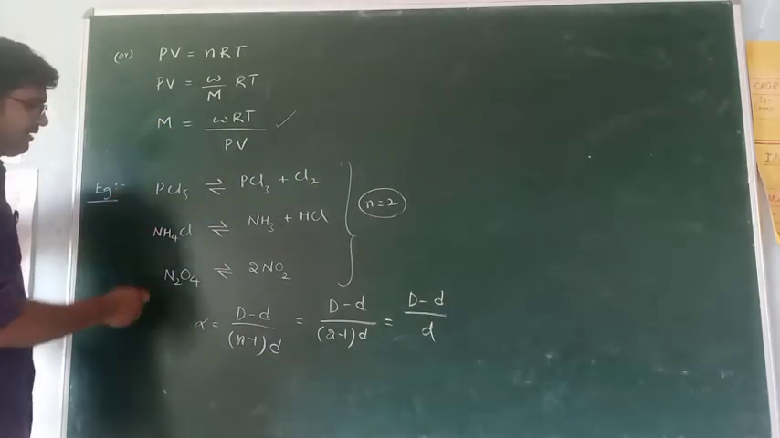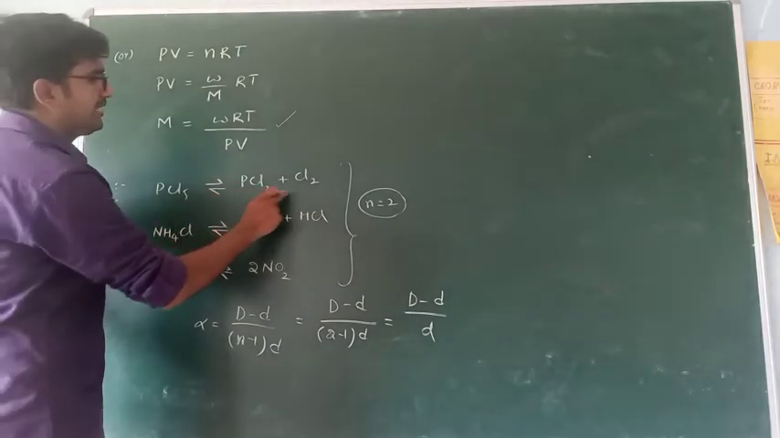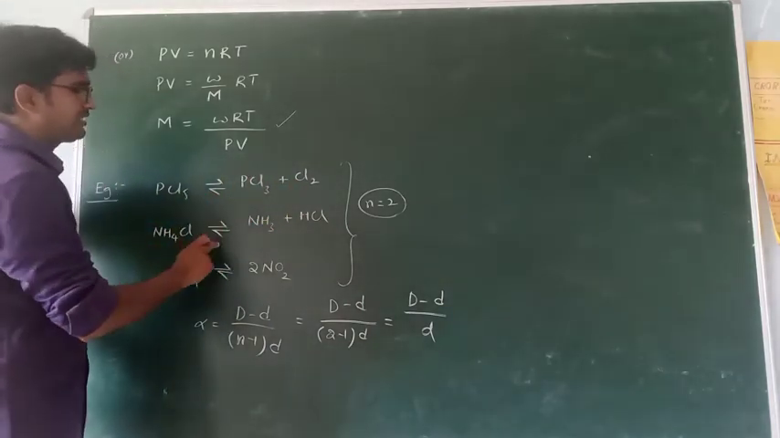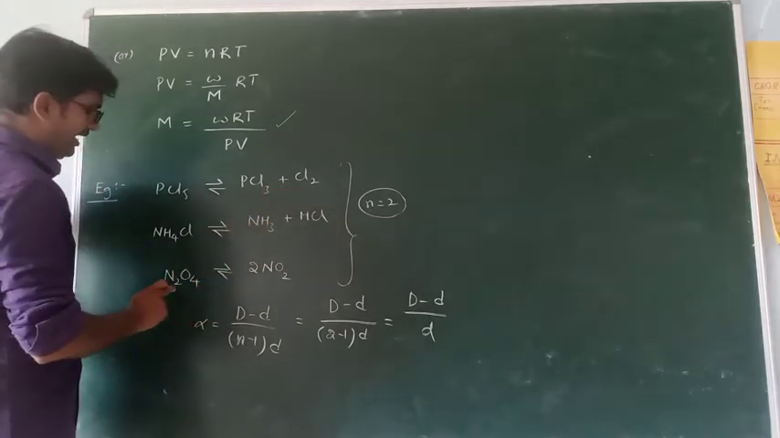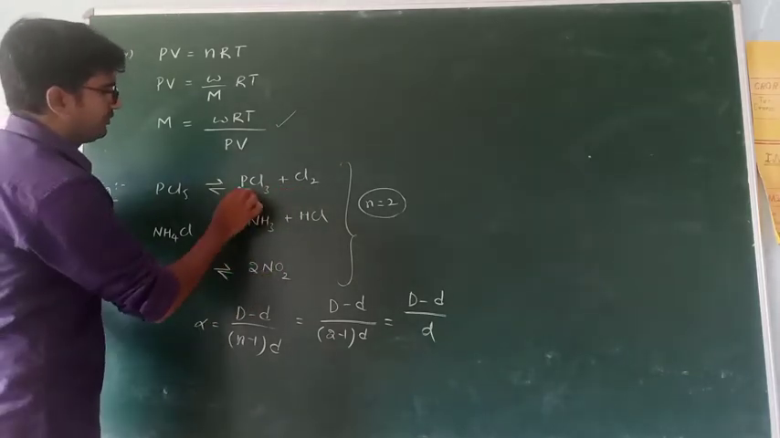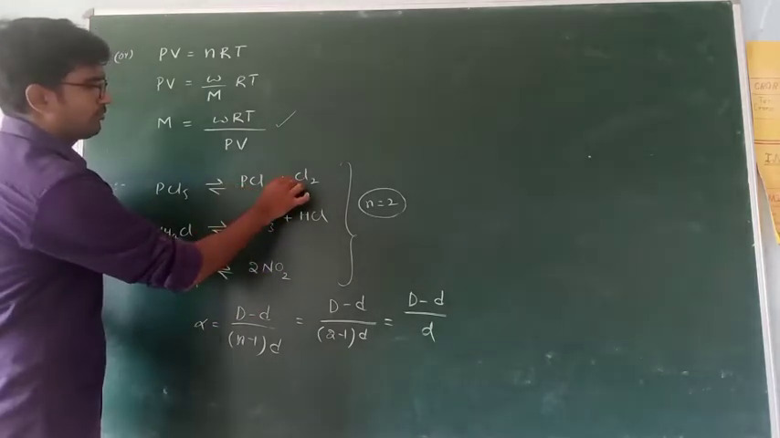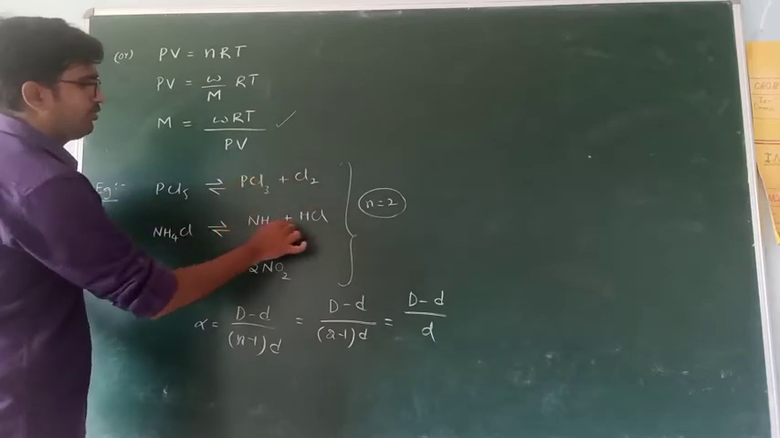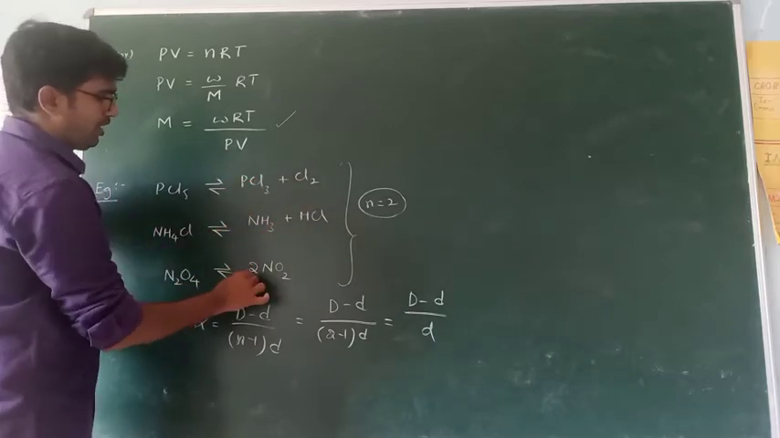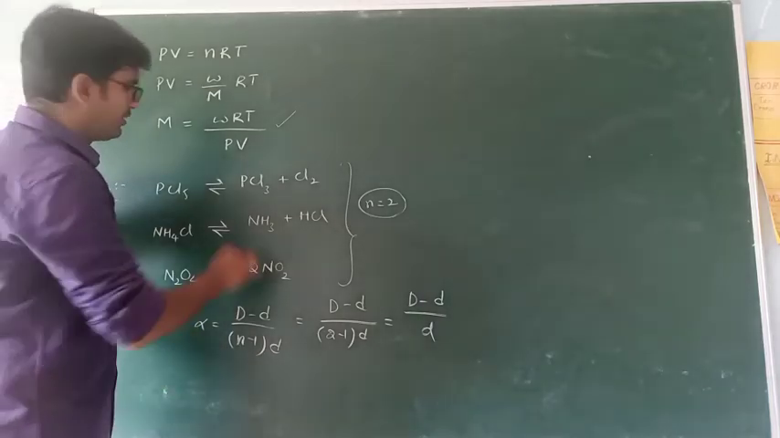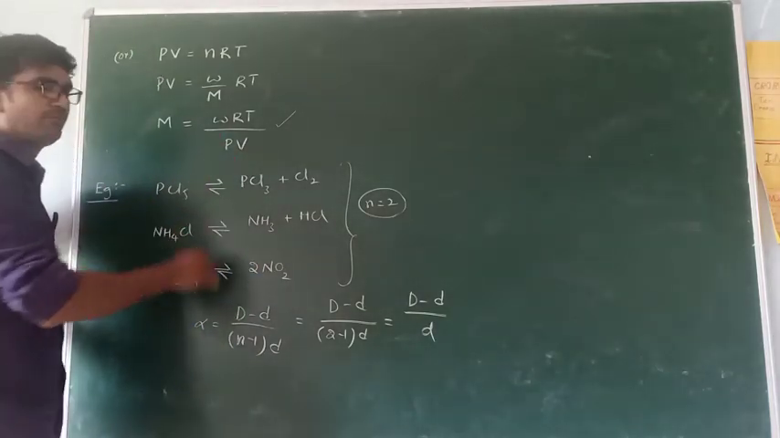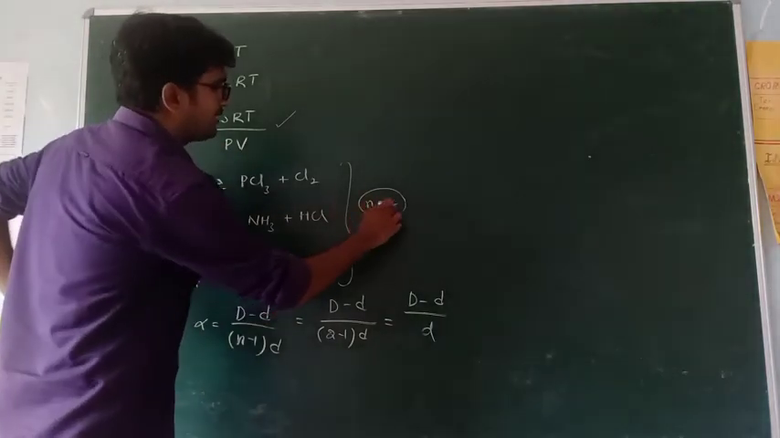Right. Now see these examples. PCl5 gives rise to PCl3 plus Cl2. NH4Cl gives rise to NH3 plus HCl. N2O4 gives rise to 2NO2. Here this is 1 mole, this is 1 mole, total 2 moles. This is 1 mole, this is 1 mole, total 2 moles. Already 2 moles of NO2 is present. So these are the examples for this type of problems.